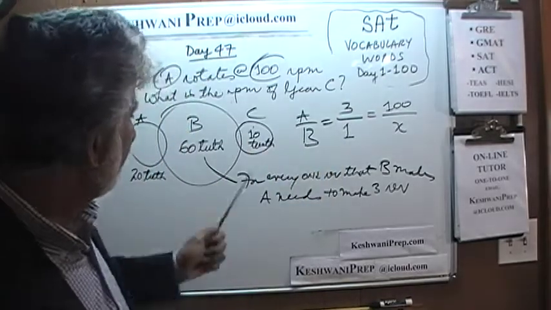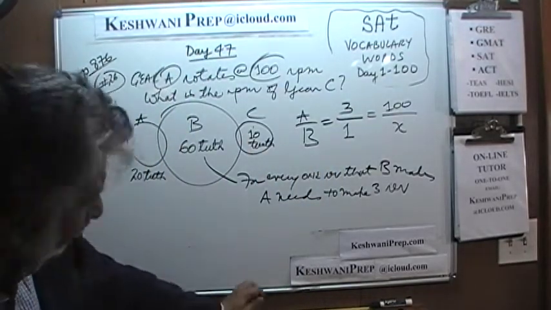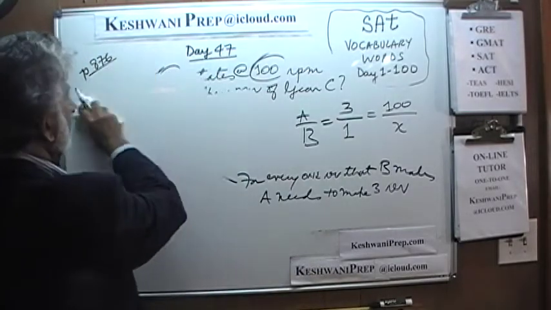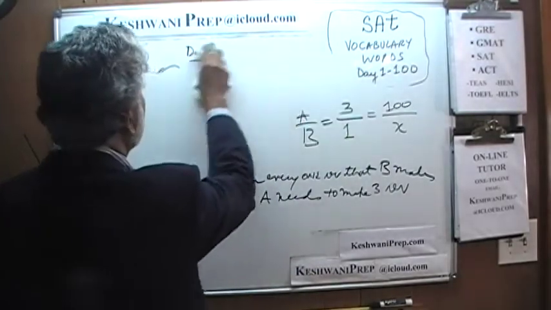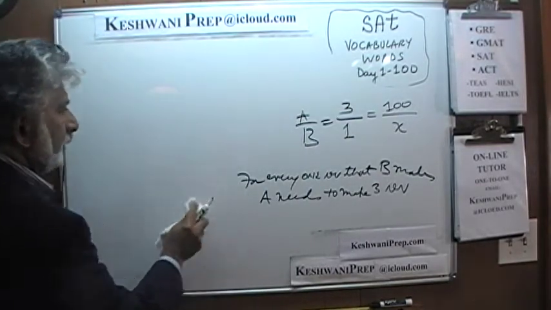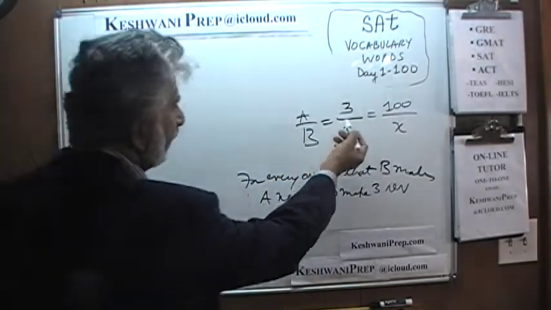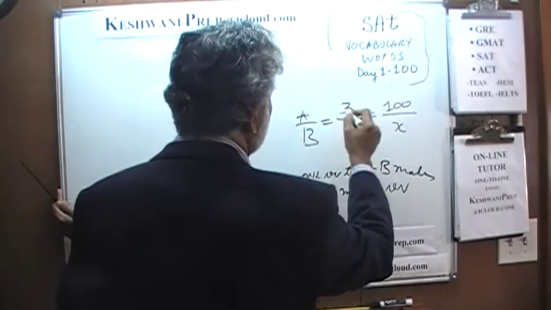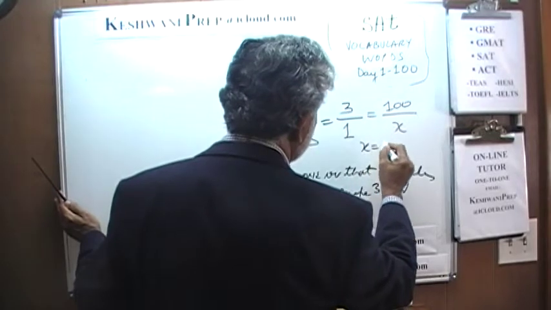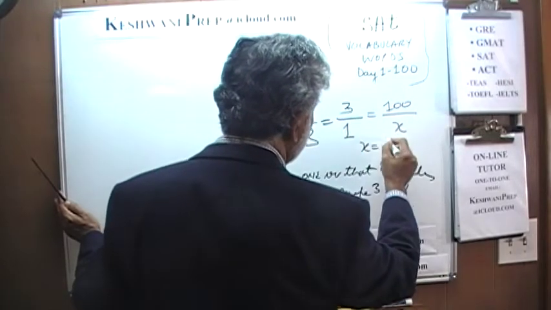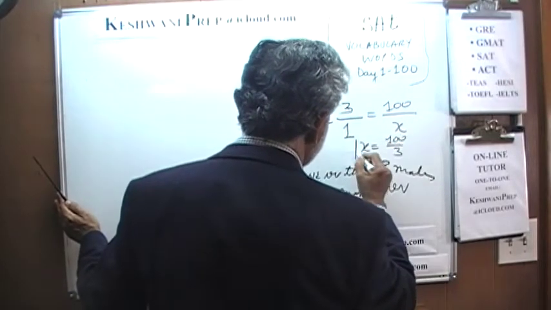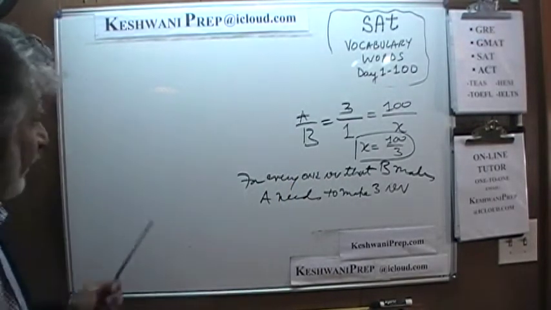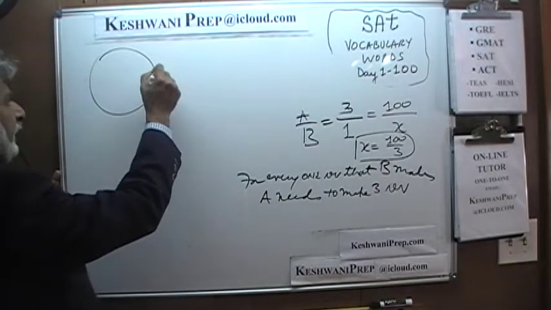Let's solve this thing somewhere. I don't know where. We're going to have to find the room. Let's erase all of this. I need the room. So, let's do it here. Or we can continue here actually. X is equal to, bring the X up here and bring the 3 down here. 100 over 3. There we go. So that part is done. We're done with B.